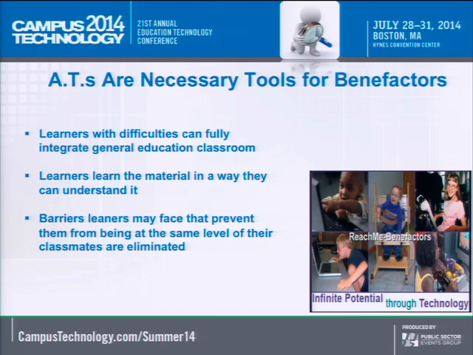We have people who have barriers that prevent them from being able to partake in just about everything.